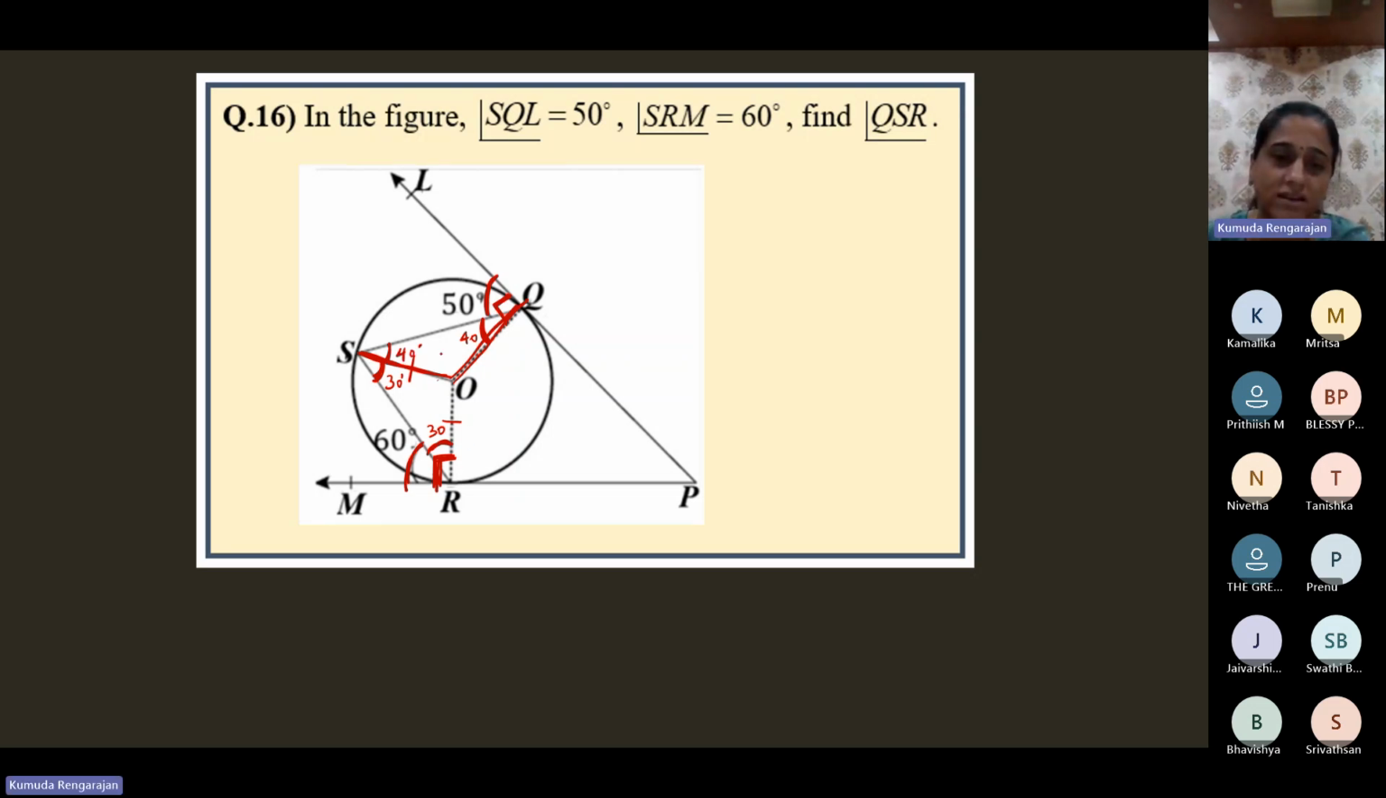So now what is QSR? QSR equal to 70 degrees. 30 plus 40, 70 degrees. So see that isosceles triangle property. If we don't realize that, then this is going to be really hard.